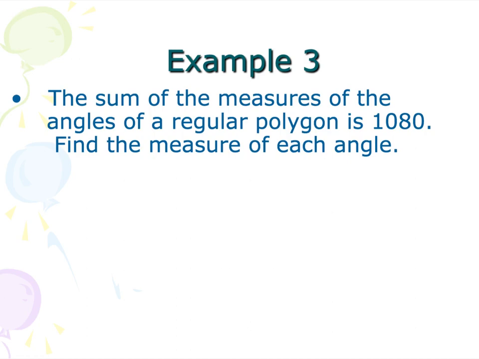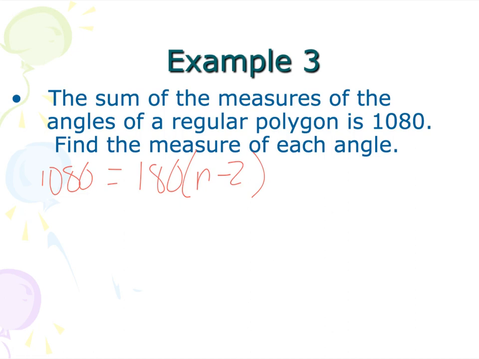All right. Here we've got the sum of the measures of the angles of a regular polygon, so the interior angles, is 1080. Find the measure of each angle. Well, I need to know how many sides there are if I'm going to figure out the measure of each angle, right? 1080 is the total. Well, 1080 is equal to 180 times n minus 2, right? That's my sum of my interior angles. Well, let's solve for n. I can either distribute that 180 or I can divide by it right away. I'm going to choose to divide by it right away.